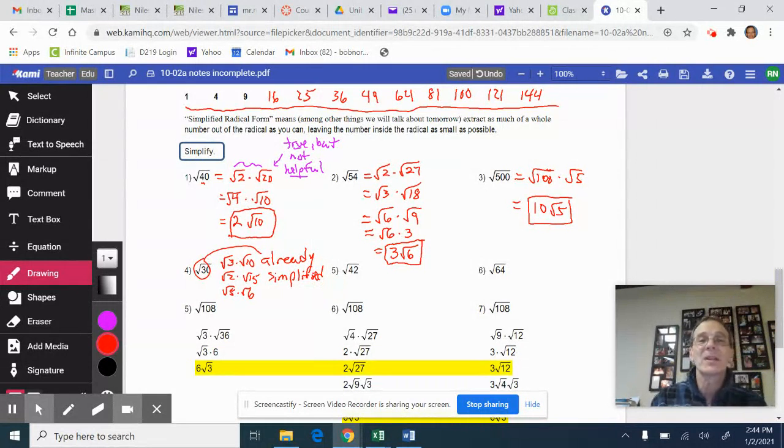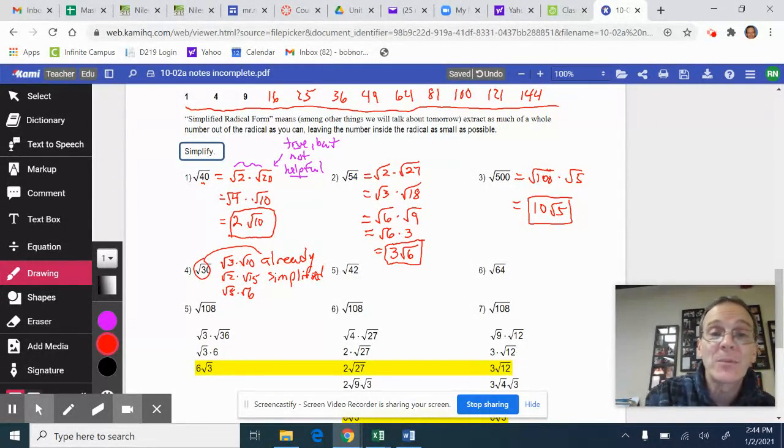I mean, I would accept any of the following answers to the problem, simplify square root of 30. I would accept you saying it's already simplified. I would accept you saying it can't be simplified anymore. Or I would accept you just writing square root of 30, which implies that it is as simplified as it's going to get.